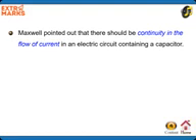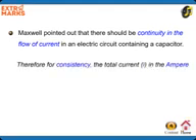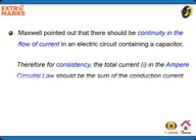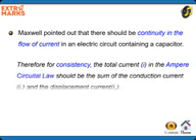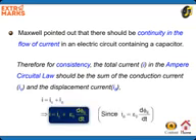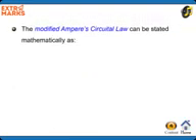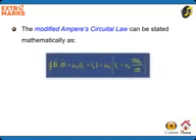He pointed out that there should be continuity in the flow of current in an electric circuit containing a capacitor. Therefore, the total current I in Ampere's circuital law should be the sum of the conduction current I_C and the displacement current I_D. The modified Ampere's circuital law can be stated mathematically as shown on the screen.